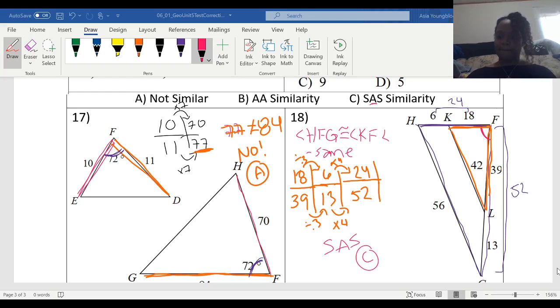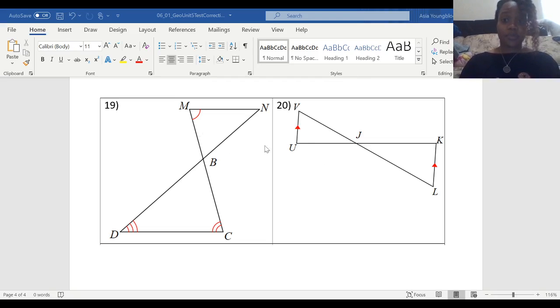The next two problems in our set, we're still going off the same idea, trying to prove that these two triangles are similar using the similarity theorems. However, they don't give us any side lengths to work with. So the only option we have is to try to prove that two pairs of angles are congruent in both of the triangles, and that will be enough to prove that the two triangles are similar.